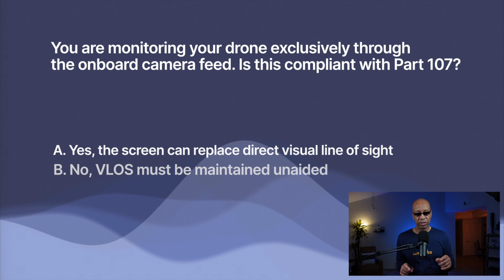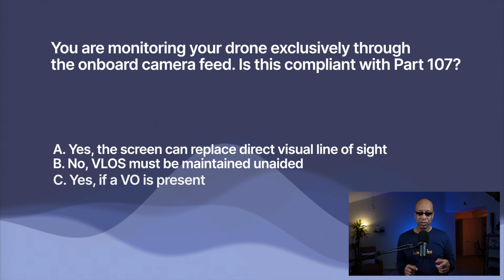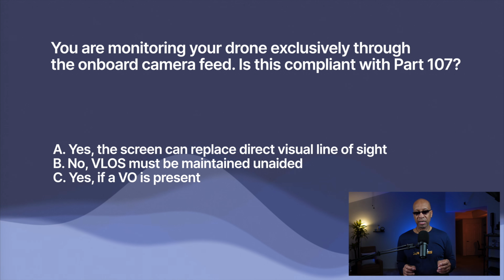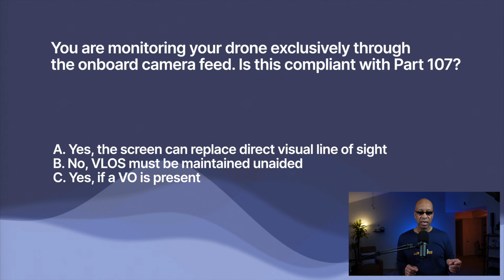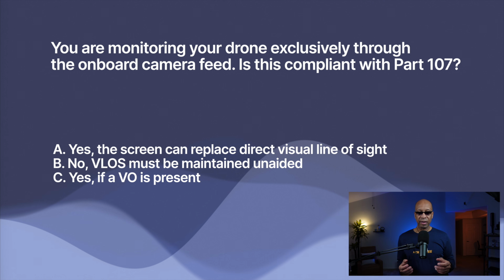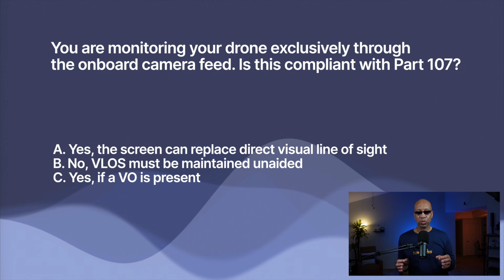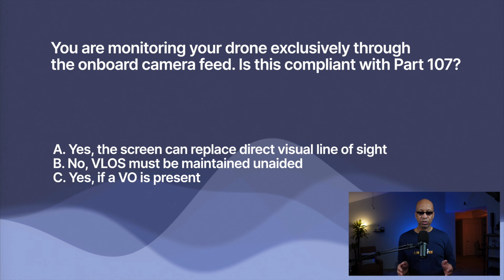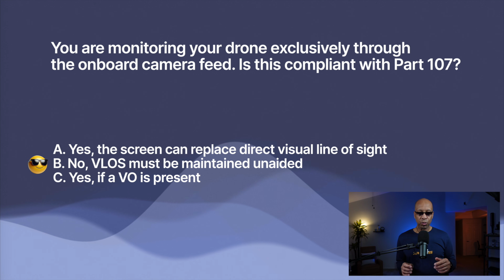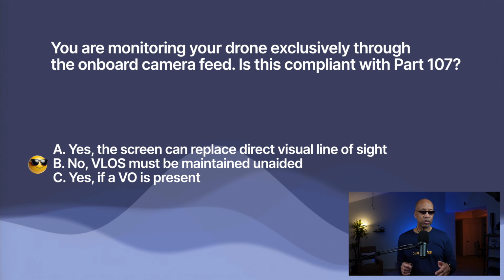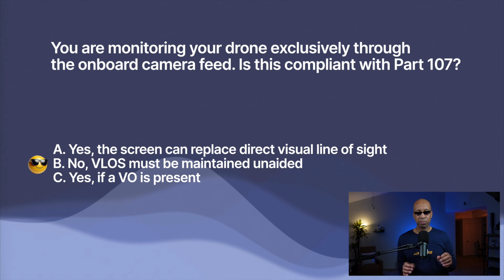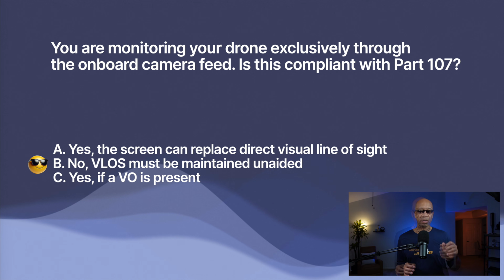So here are the answer choices. A, yes, the screen can replace direct visual line of sight. B, no, visual line of sight must be maintained unaided. Or C, yes, if the VO is present. The explanation for this is that the FAA wants you to understand that visual line of sight must be unaided, and video screens or FPV drone goggles are not part of this requirement. So through a visual observer, even if the visual observer is looking at a display screen, it does not matter. Visual line of sight must be maintained in order to remain compliant.